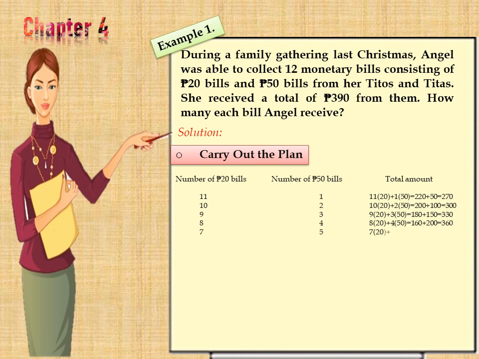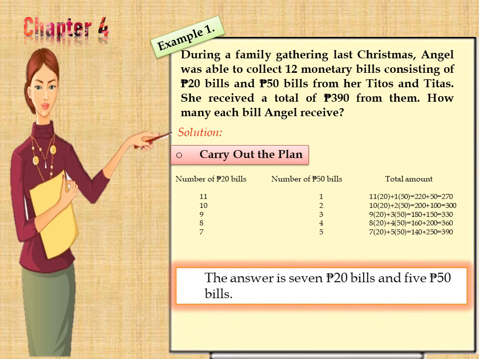Suppose we have 7 20 peso bills and 5 50 peso bills. So the total amount would be 7 times 20 plus 5 times 50, which is equal to 390. So take note here, with this distribution, we get 390 pesos. Okay? So this would be the answer: 7 20 peso bills and 5 50 peso bills.